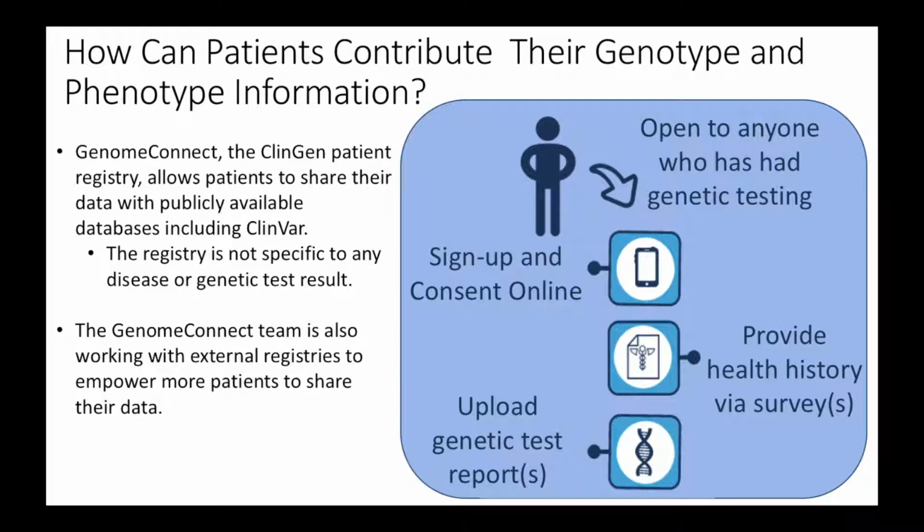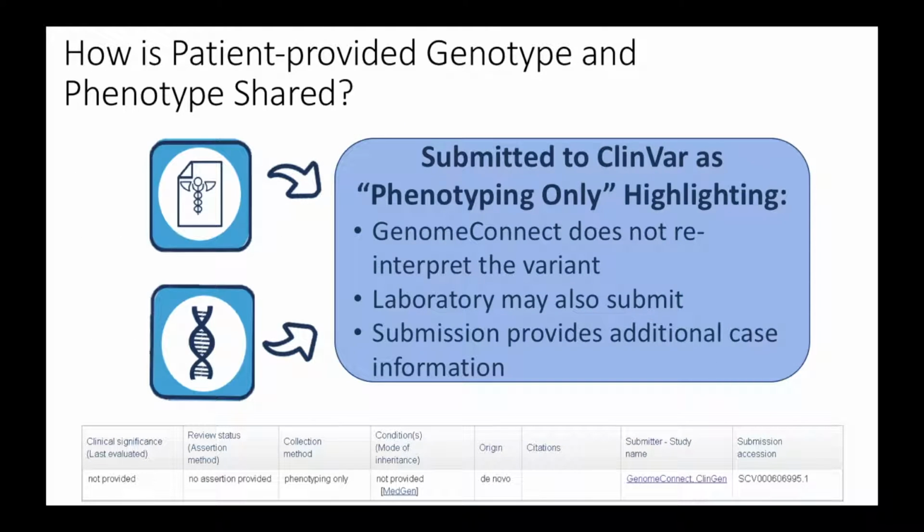A participant's genetic and health information is then de-identified and shared with NCBI's ClinVar. Phenotype information from participant health surveys is mapped to human phenotype ontology terms, allowing for structured data sharing. In terms of genomic data, the variant, clinical significance reported by the laboratory, report date, reporting institution, and associated conditions are collected directly from the participant's report, and these data are submitted as a phenotyping-only submission.